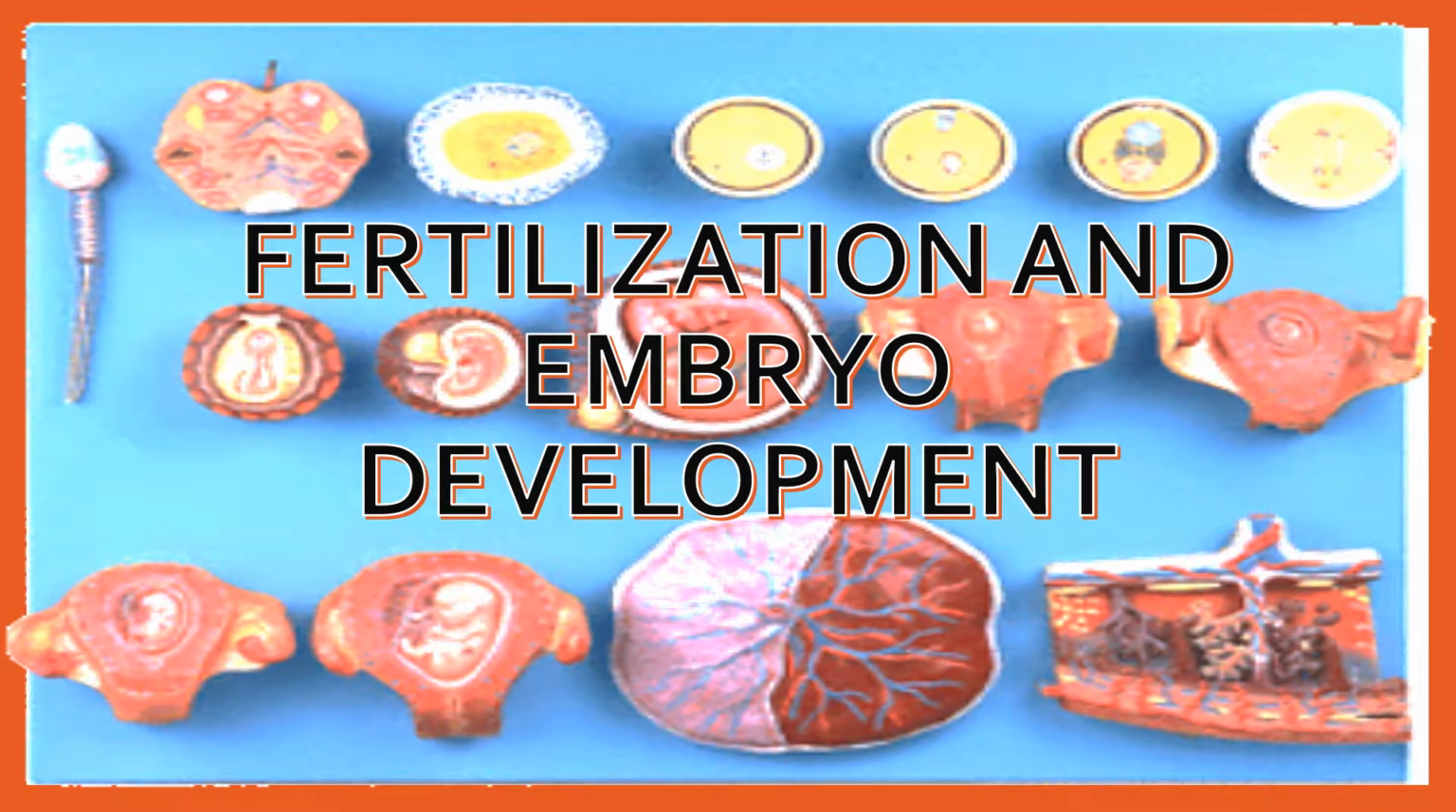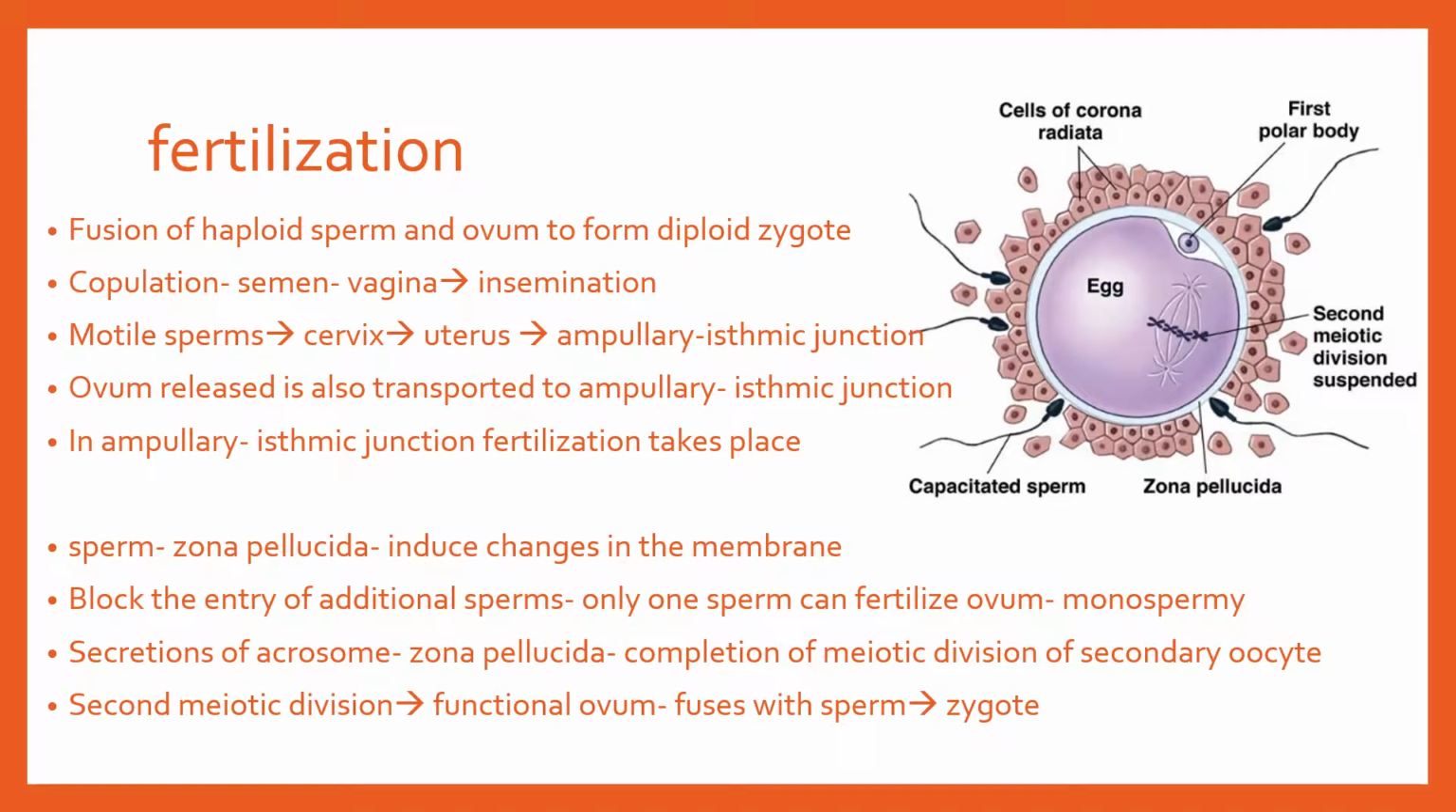In this presentation, I am going to explain about fertilization and embryo development. Fertilization means, as you all know, the fusion of male and female gametes. Here, fertilization takes place between the haploid sperm and the ovum, and it results in the formation of a diploid zygote.